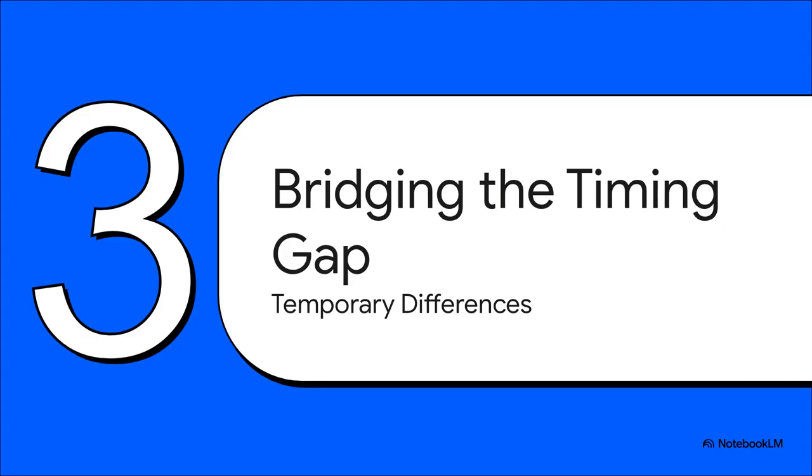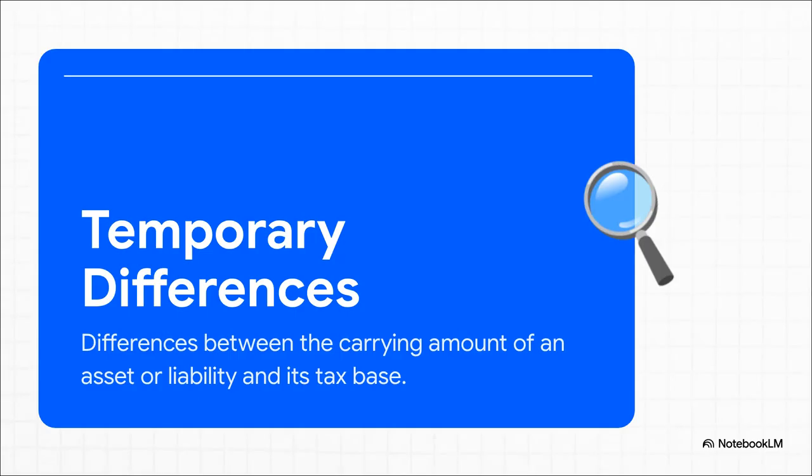So, okay, if we have these two different profit numbers, how in the world do accountants connect them? Well, there's a bridge between them, and it's a really key concept called temporary differences. These are what we call temporary differences, and they're exactly what they sound like. They're the difference between how much an asset is worth on the company's own books, that's its carrying amount, and what it's worth for tax purposes, its tax base. And the key word here is temporary. These aren't permanent gaps. They're all about timing, and eventually they'll reverse.